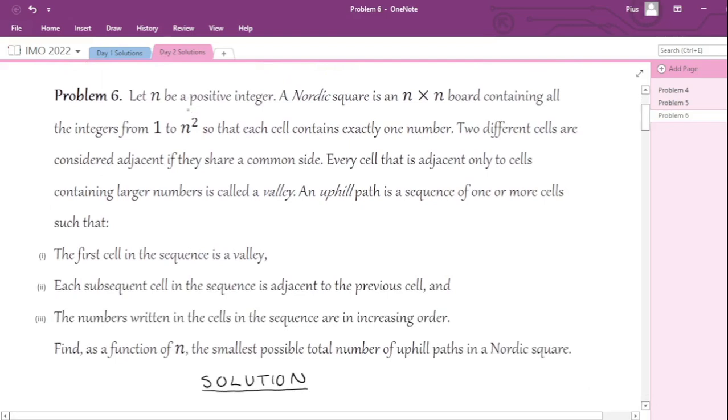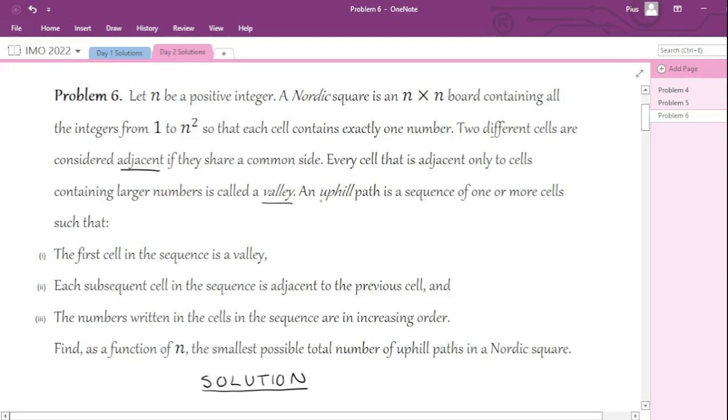So we have a positive integer n. We say a square is a Nordic square if it is an n by n board containing all integers from 1 to n squared, where each cell contains exactly one number. Two different cells are considered adjacent if they share a common side, and every cell that is adjacent only to cells containing larger numbers is called a valley.